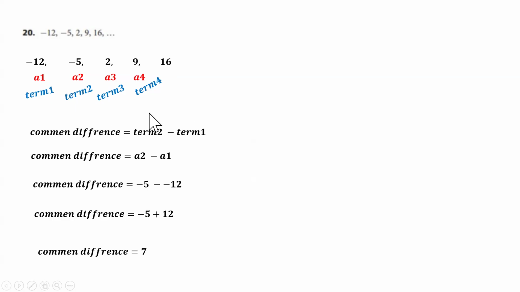Now, what we do first is find the common difference, which is constant between all terms. Second term minus first term. What is the second term here? It's -5, right? And what is the first term? -12. Don't forget we have two minuses here. The second term, -5, minus the first term, which is -12, and there's a minus between them. So minus minus is going to be plus. Minus times minus is plus. -5 plus 12 is 7. So the common difference is 7.